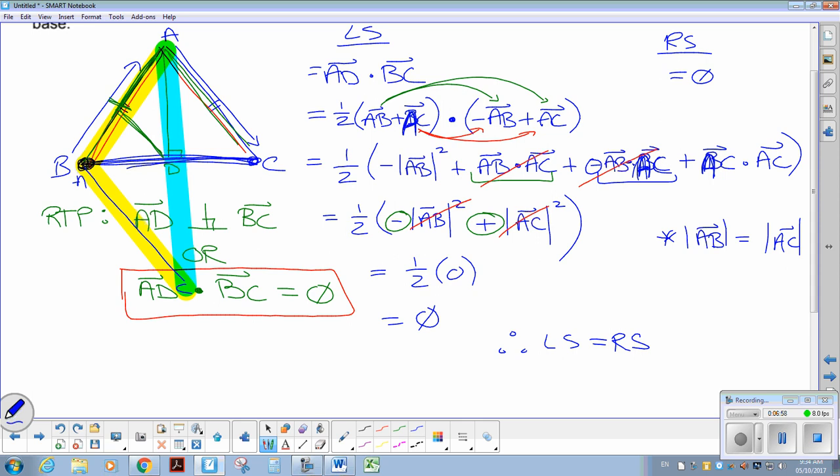There's a question like that on one of the quizzes where you have to use the distributive law, and that's where it comes into play, in a situation when you're doing a proof like that.